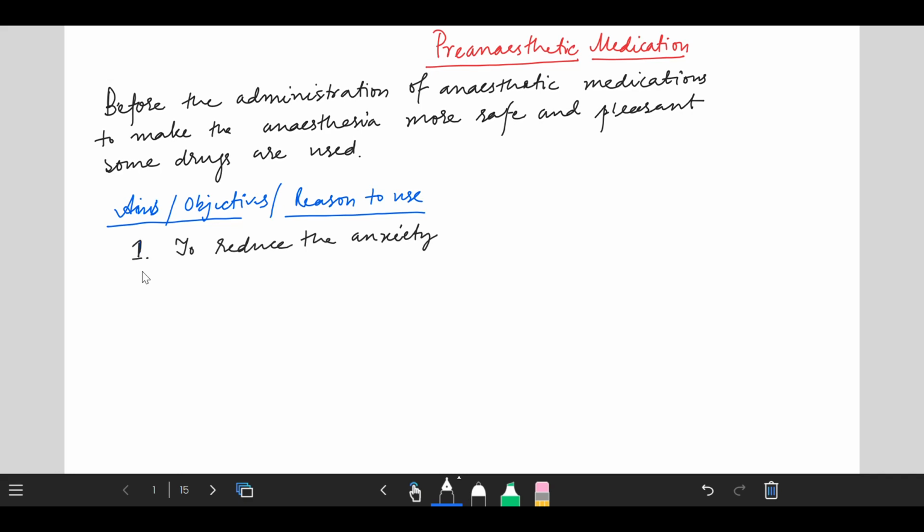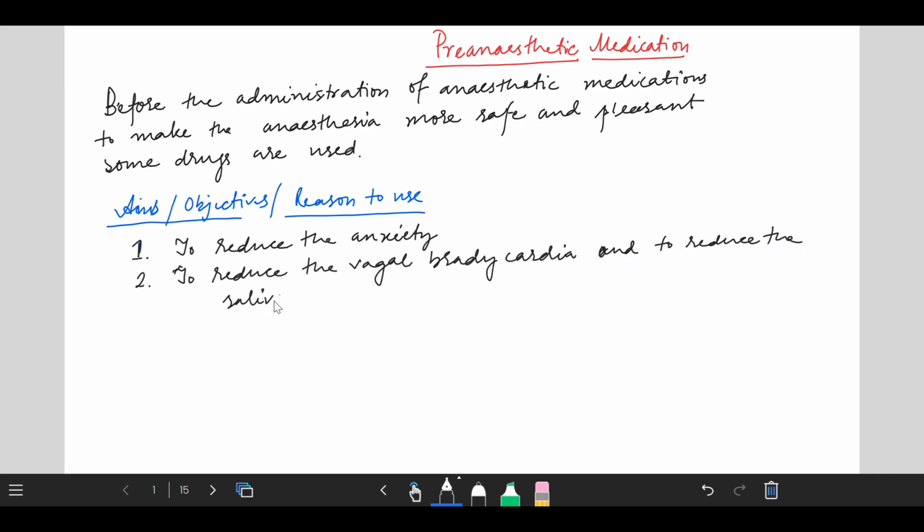to reduce the vagal bradycardia. Okay, and to reduce the salivary secretion. Vagal bradycardia means the bradycardia which is produced due to the vagal nerve or vagus nerve. Okay? Bradycardia: cardia means heart rate, brady means decrease. When the heart rate is decreased, that is bradycardia. And when the heart rate increases, that is tachycardia.